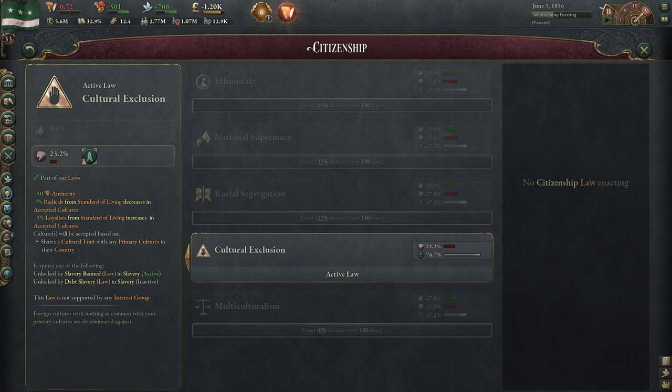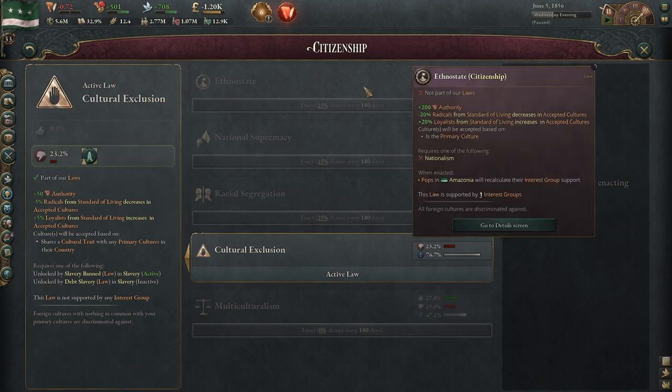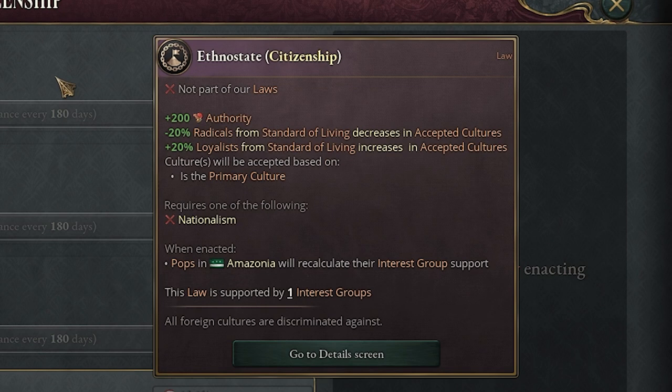Then we'll drop it. We're going to talk about citizenship today. Let's get into it. Taking a look at citizenship, the first one is the ethnostate. You can see we get plus 200 authority. The next is a minus 20% radicals from standard of living decreases in accepted cultures.